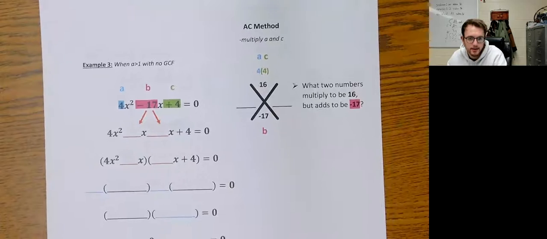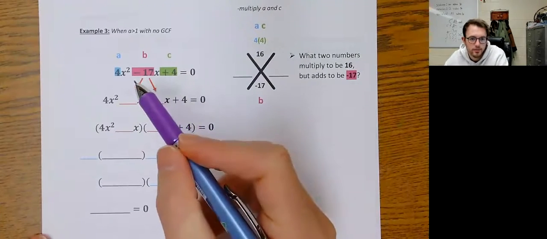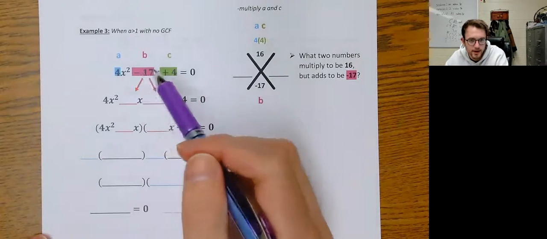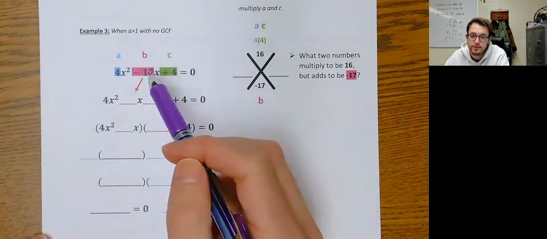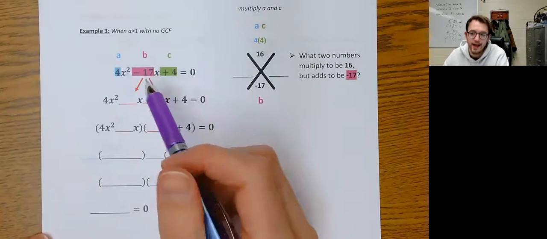Okay, so we got the AC method. So now we're going to solve using the AC method. There is no GCF, right? There's no GCF. I can't, 17 is a prime number. The only thing that goes into 17 is one and itself.